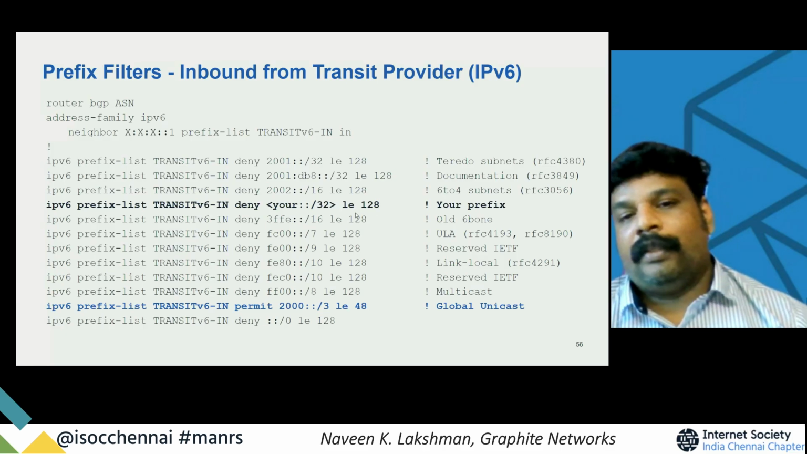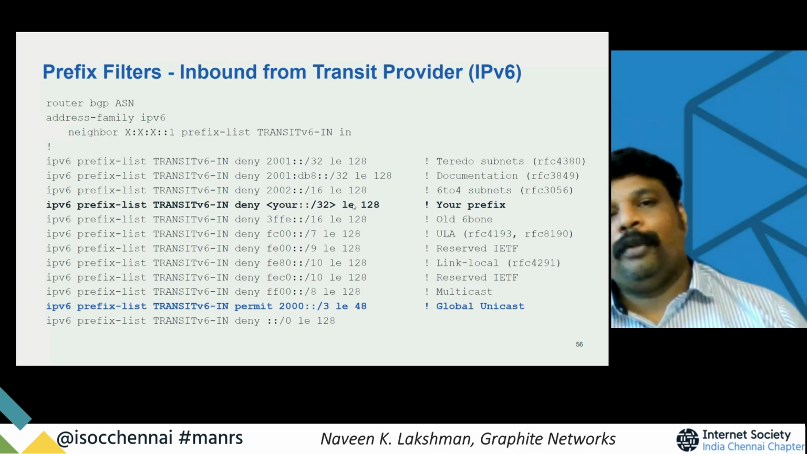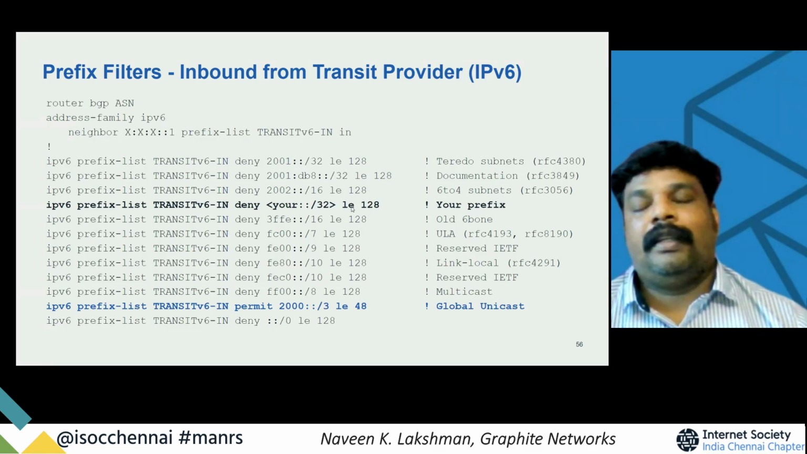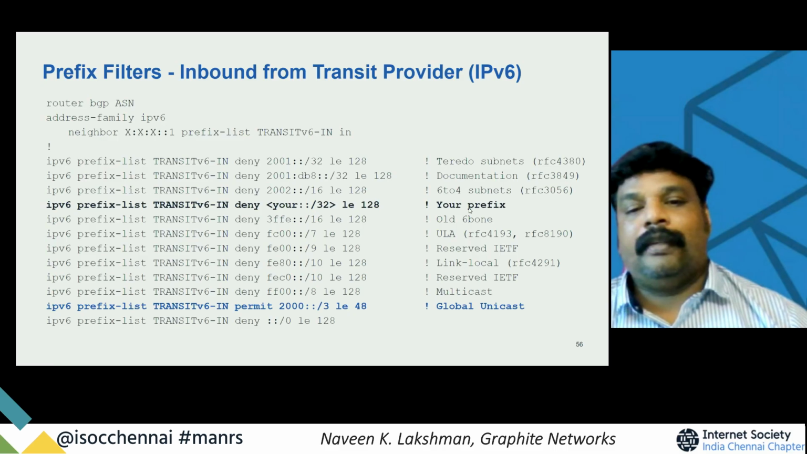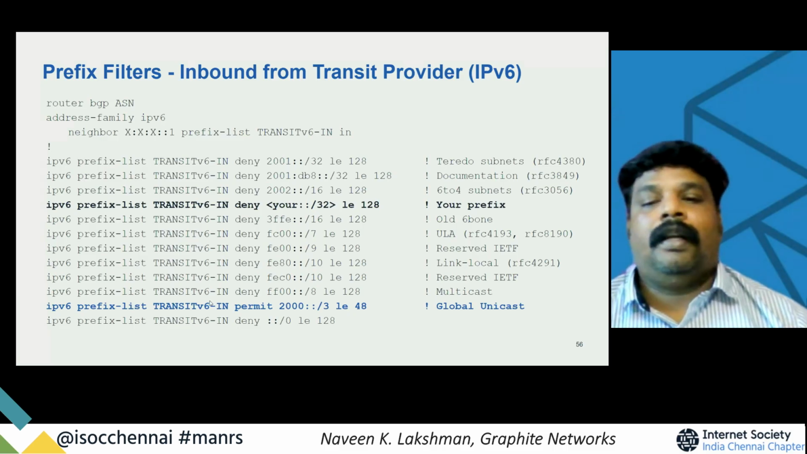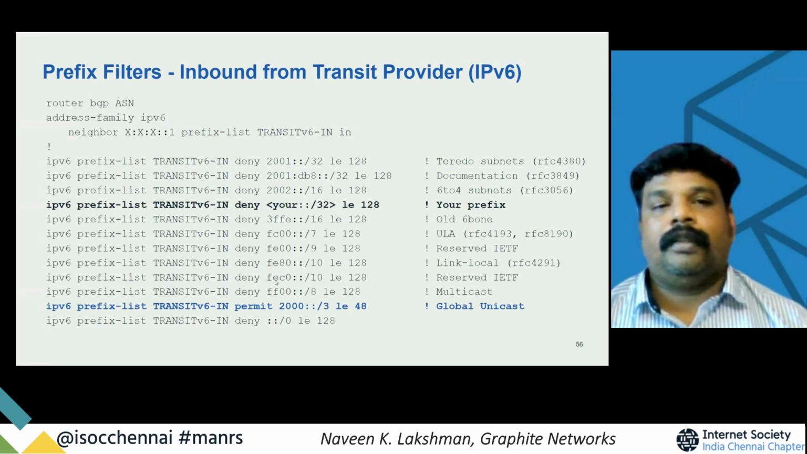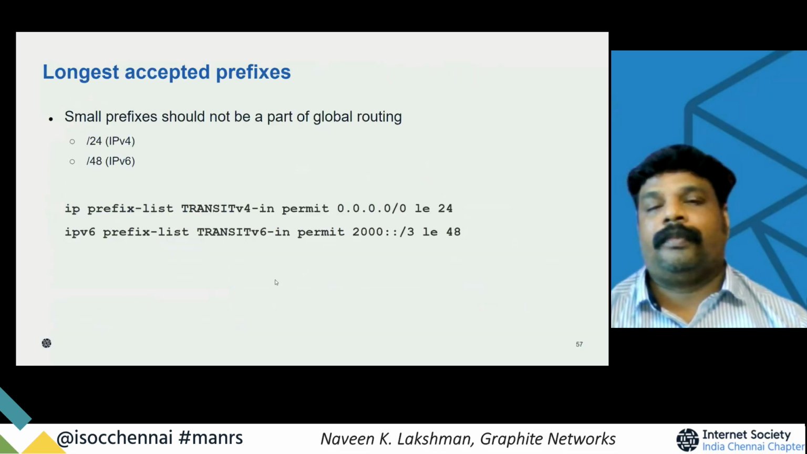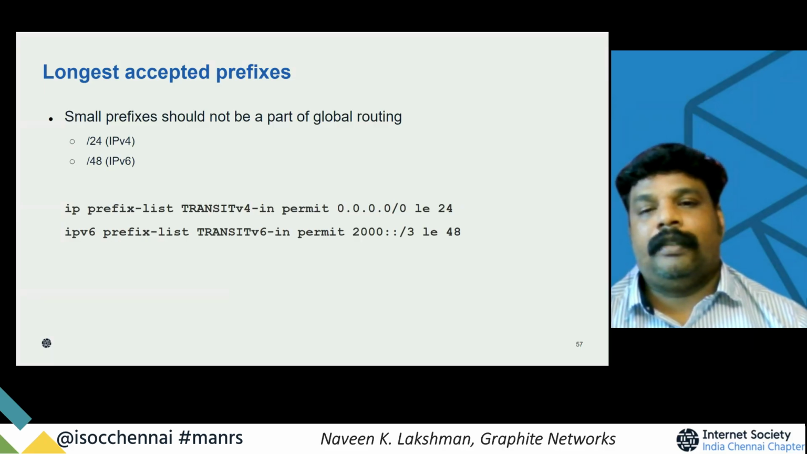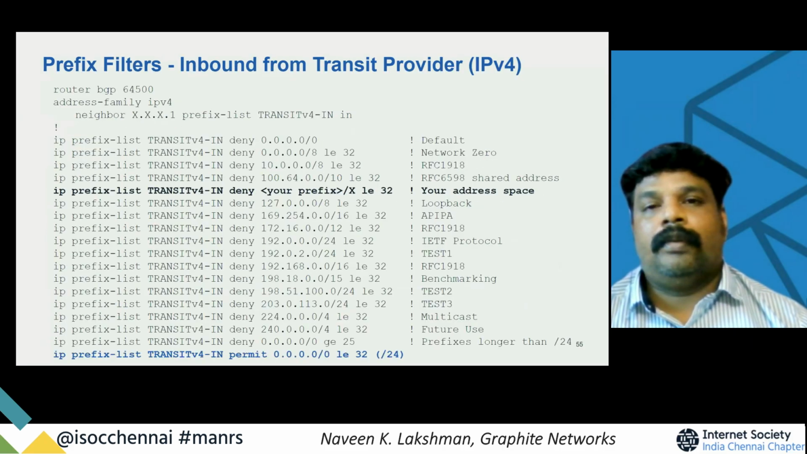If someone has hijacked your prefix and starts sending it to you through your transit, meaning that it's a hijacked route, right? You don't want to receive your own prefix, and then you permit only the rest of the global unique address space as valid. Okay, so that is your inbound filters. Don't accept anything longer than /24s. Don't accept anything longer than /48. So that is how your filter works.